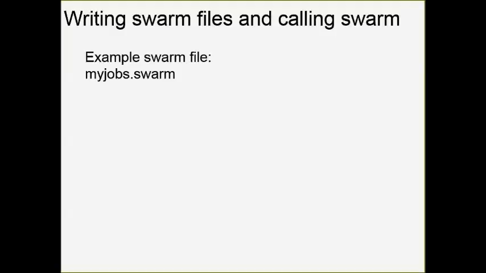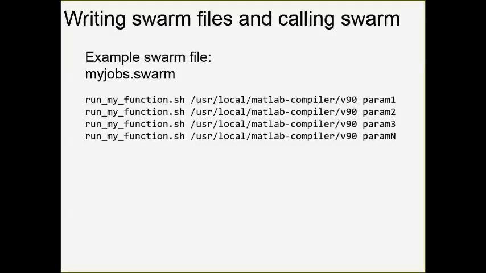Okay, so to do a concrete example, let's say, once again, I've got that function I've compiled, and I've gotten back this Swarm script, run_myfunction.sh. Let's say I make a Swarm file. I'm going to call it myjobs.swarm, and it's going to start 4 processes. So this is what that Swarm file is going to look like. And I'm going to run it with 4 different parameters.